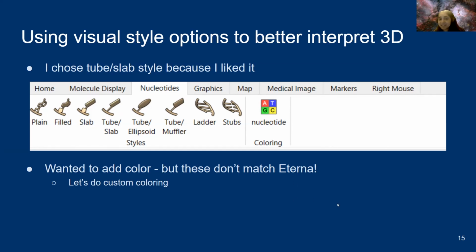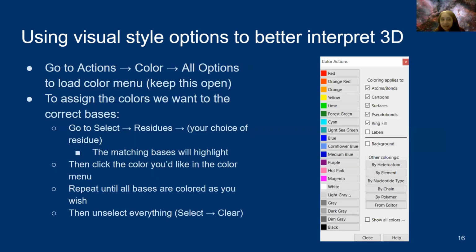Then the next thing I wanted to do is I wanted to add color to match Eterna. However, if we look closely at these colors, they do not match Eterna, and that's very confusing to me. So there is a way to do custom coloring. So instead of clicking this button, which would color the different bases except in this color scheme, you can go and open up a color menu, and it will pull up this. Do not click the by nucleotide type or anything. That will just do the wrong coloring that I stated earlier.